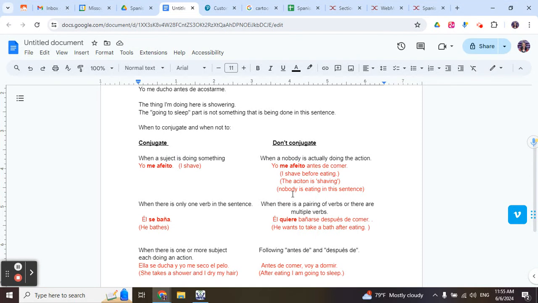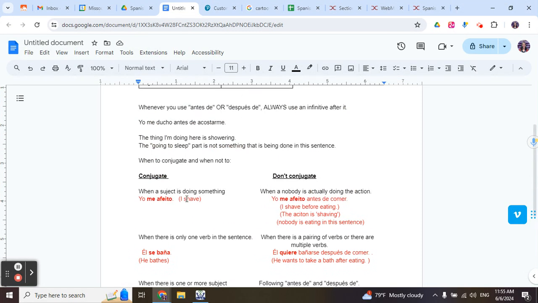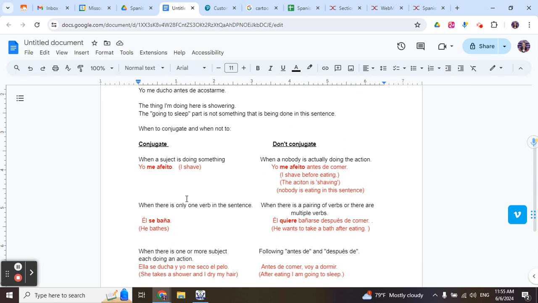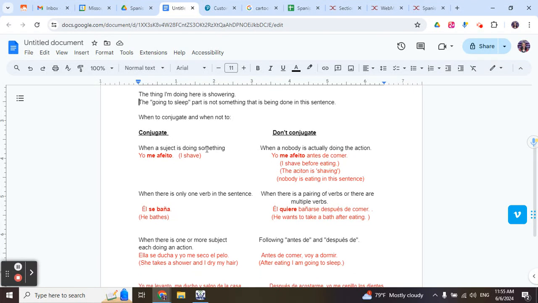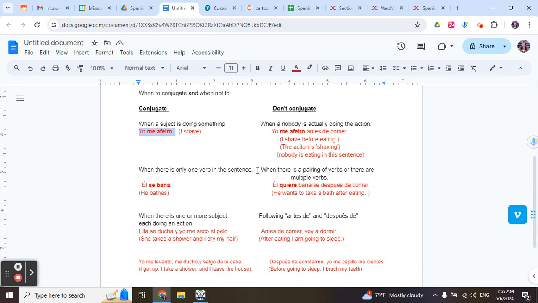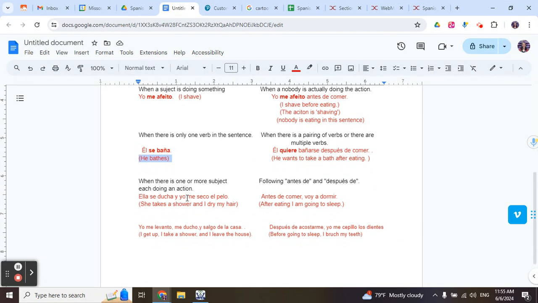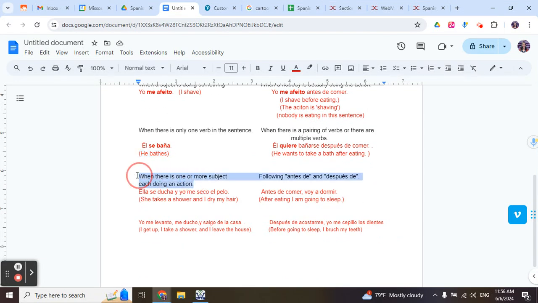So I thought this might be handy, a little side-by-side chart here to show you what we've learned up to this point about when we conjugate and when we don't conjugate. So we conjugate when a subject is doing something, like yo me afeito, I shave. We conjugate when there's only one verb in the sentence. Él se baña, right? He bathes.